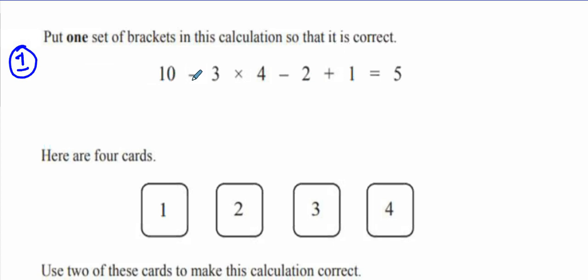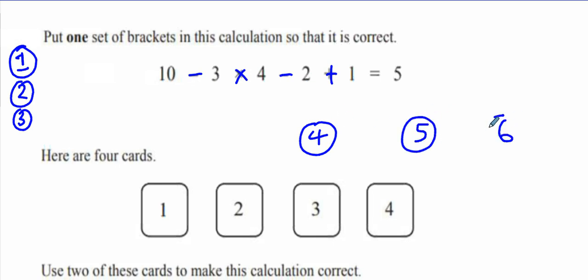Now, how many possibilities are here? We have subtraction, multiplication, subtraction, addition. How many operations are here? There are 1, 2, 3, 4. So we are going to have 1, 2, 3, 4, 5, 6 possibilities. See that?